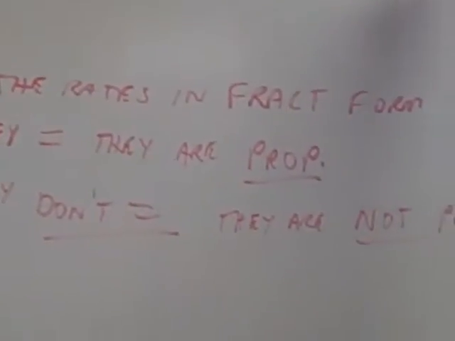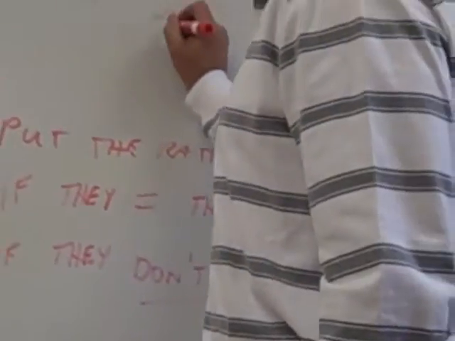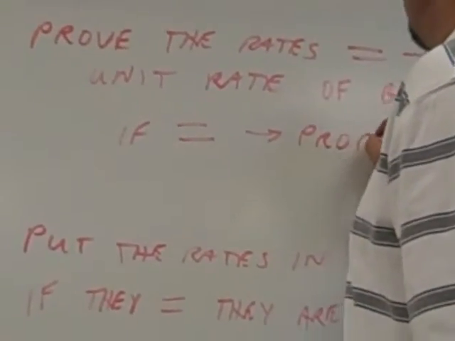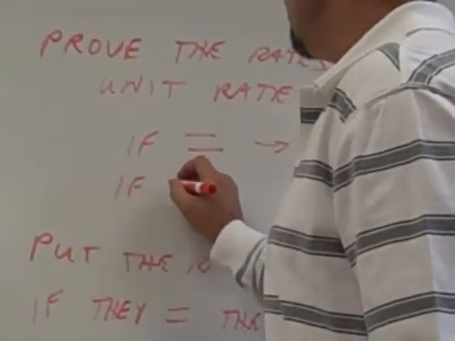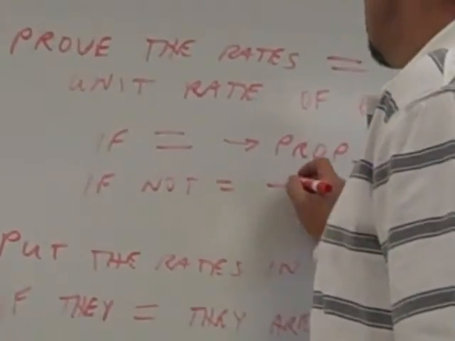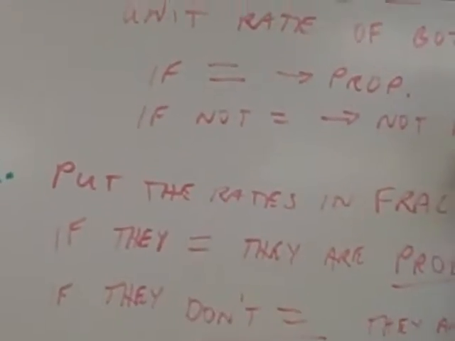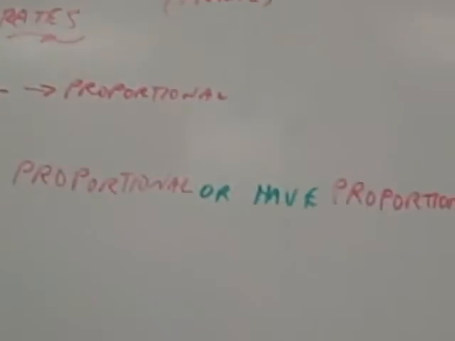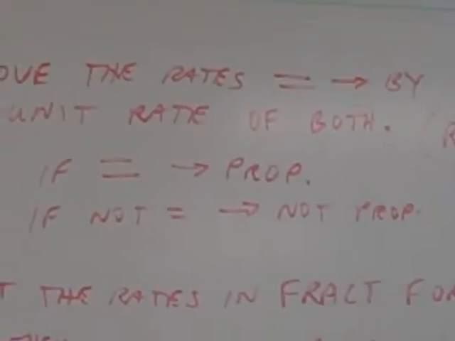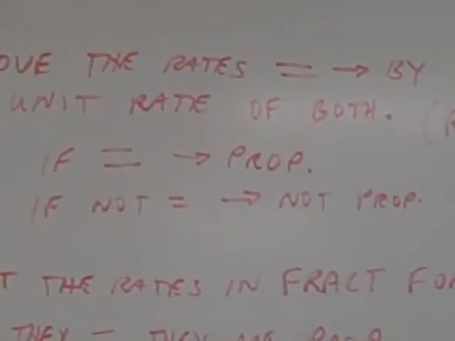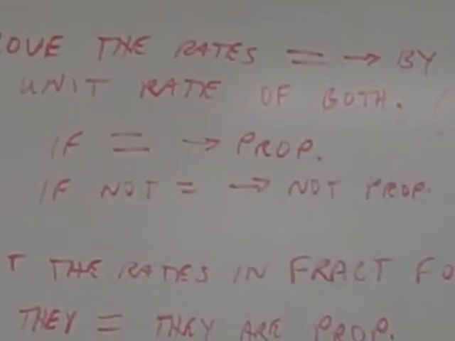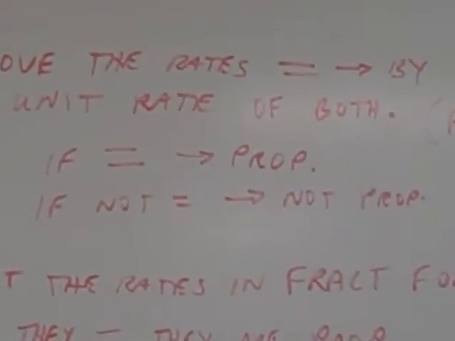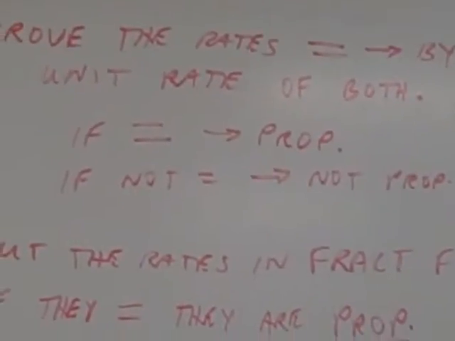Same way up here. Prove the rates equal. If they equal, prop. If not equal, not prop. Not proportional. That's all we're doing today, y'all, is we're taking two sets of rates and saying, yes, they're proportional or not proportional. That's all we're doing today.